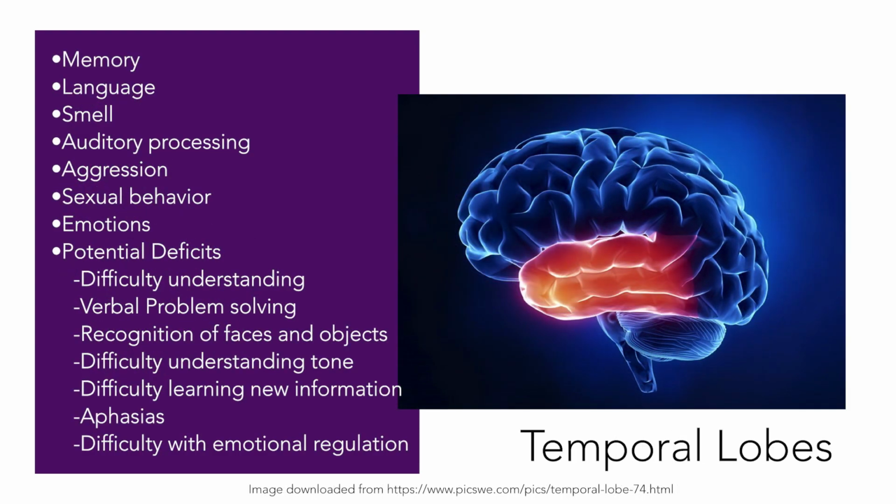A bit behind and below, inferior to the frontal lobe, is the temporal lobe. The temporal lobes are involved in a number of functions. They're involved in understanding of language, memory, smell, and auditory processing. It is broadly associated with aggressive behaviors, sexual behavior, and emotions. With an injury to this area, you can see a number of impairments. There can be increased difficulty with verbal problem solving, learning new information, emotional regulation, language comprehension, and most famously, difficulty with facial recognition.